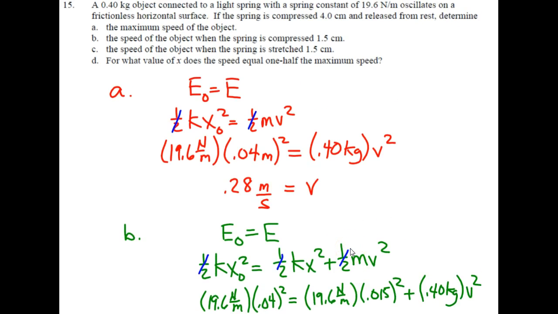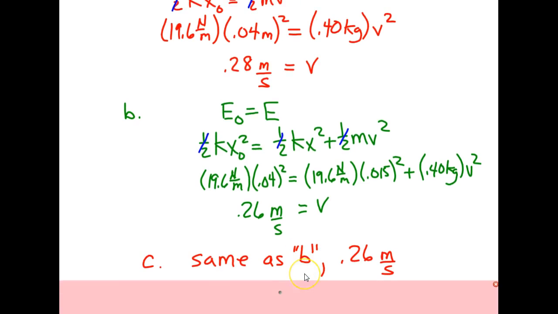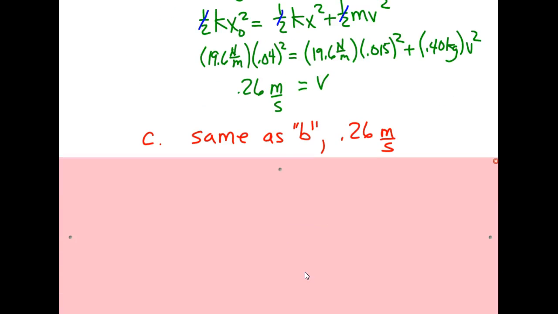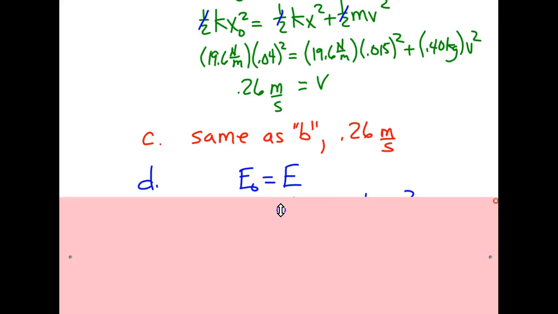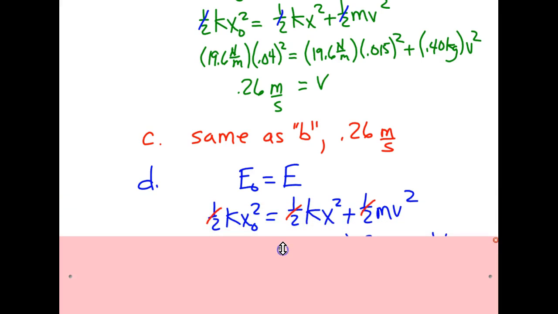D, for what value of x does the speed equal 1/2 the maximum speed? Our maximum speed was calculated here in part A, so half that would be 0.14 meters per second. So again, starting off with our conservation of energy statement, we're going to use the same initial state, and in our final state, this time we're looking for the value of x, for which we now know the value of v.